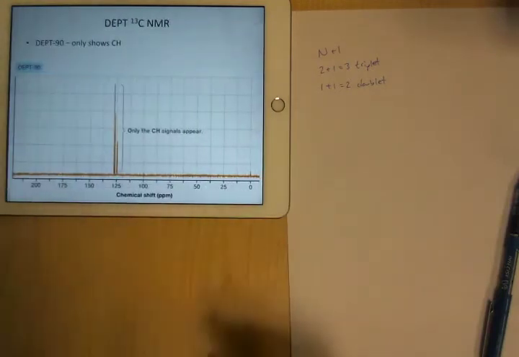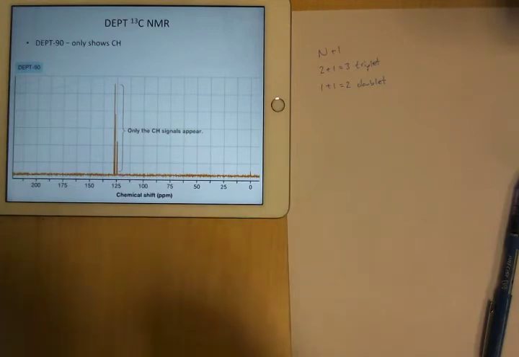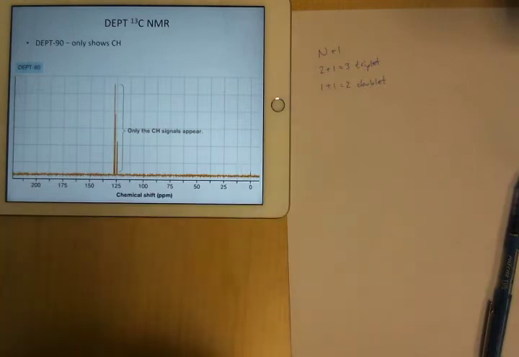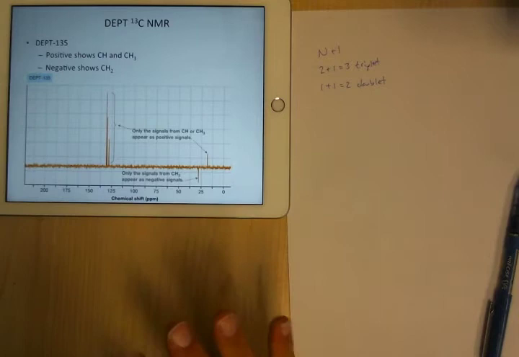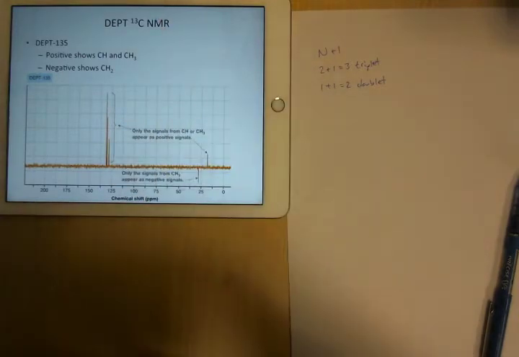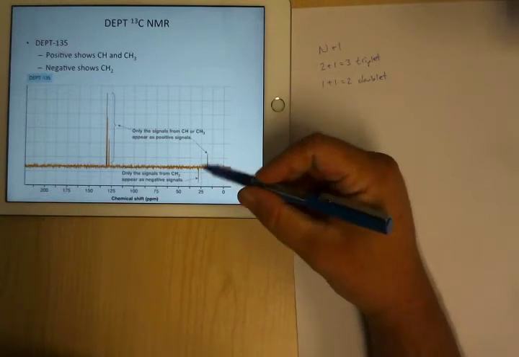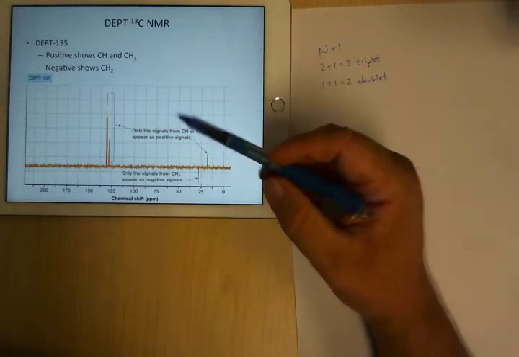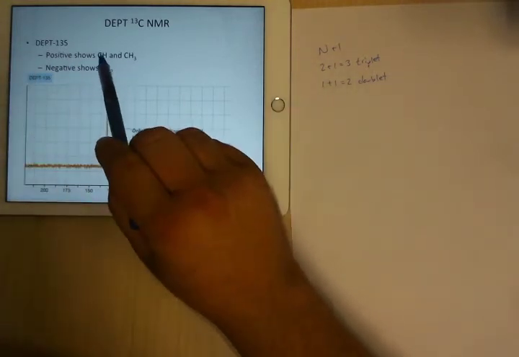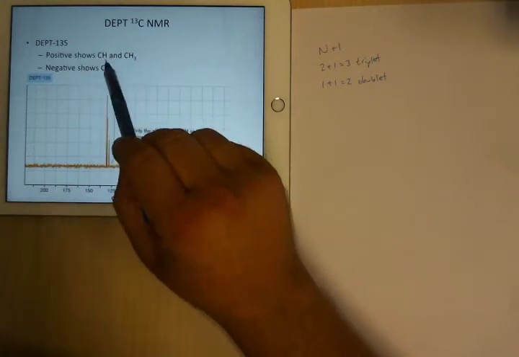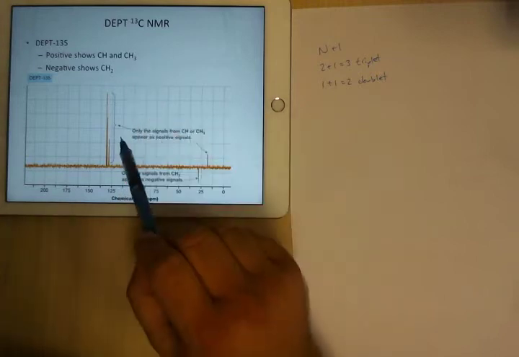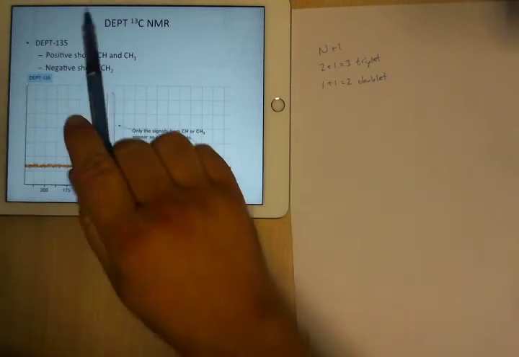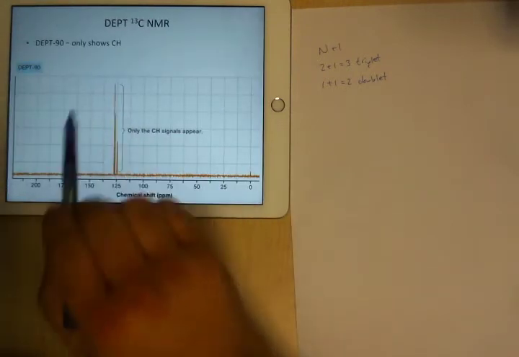Okay. Now for DEPT, if you run a DEPT-90, that's only going to show the CHs. That's the only thing that shows up. If you have one hydrogen hanging off of it, it shows up in the DEPT-90. If you run a DEPT-135, you're going to have positive and negative signals, right? So notice how this one's negative right here. The negatives are easy to see because it's CH2. But the positive shows all of the ones that have an odd number of hydrogens, so either CH or CH3. So the question becomes, if they could be CHs or CH3s, how do we know which one it is? Well, we already know which ones are the CHs because we identified them in the DEPT-90.